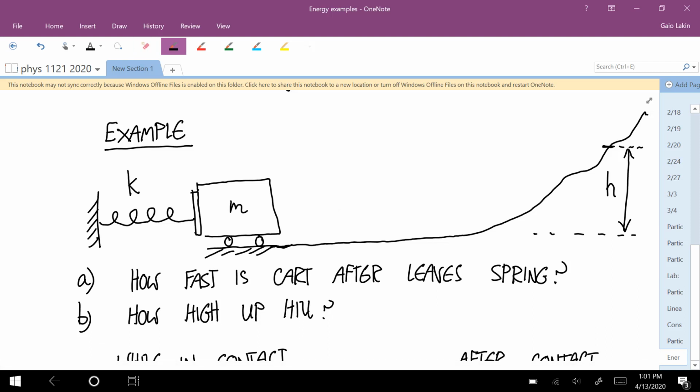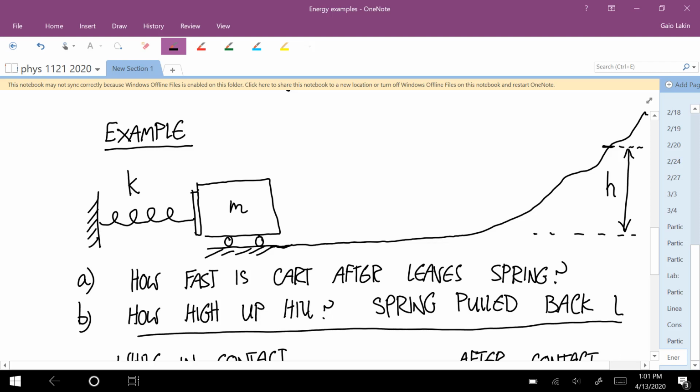We have to know how far you pull the spring back. Obviously, if you've ever played a pinball machine before, if you barely pull the spring back, the pinball doesn't go very far. If you pull it all the way back and let go, it goes really fast and really far. So this is going to depend on how far we pull it back. So let's say that the spring is pulled back a distance L from its resting length. Okay, that's how much it's shortened.